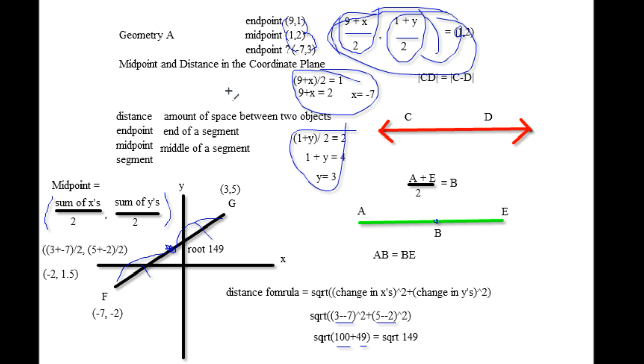Alright, but midpoint and distance, they seem really hard at first, but if you practice this one quite a bit, it becomes a lot easier.